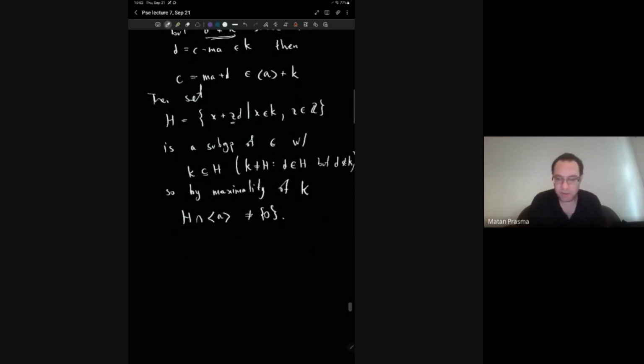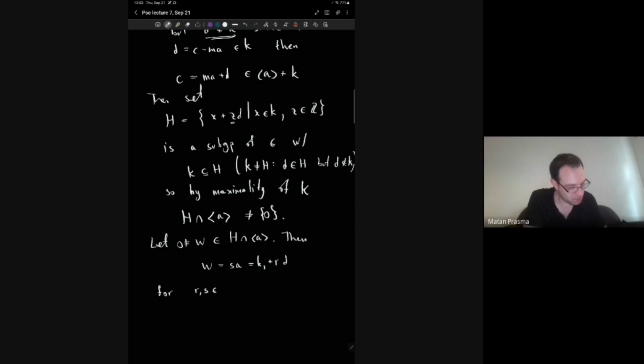Okay, well, we're approaching the end. So let W be an element in the intersection of H and A, which is non-zero. Then I can write W on one hand equal to SA for some integer S. And on the other hand, it is equal to, say, K1 plus RD, for some R and S in the integers and K1 in capital K.